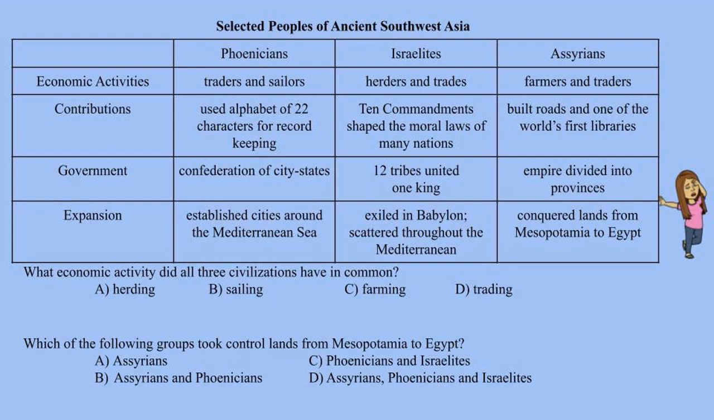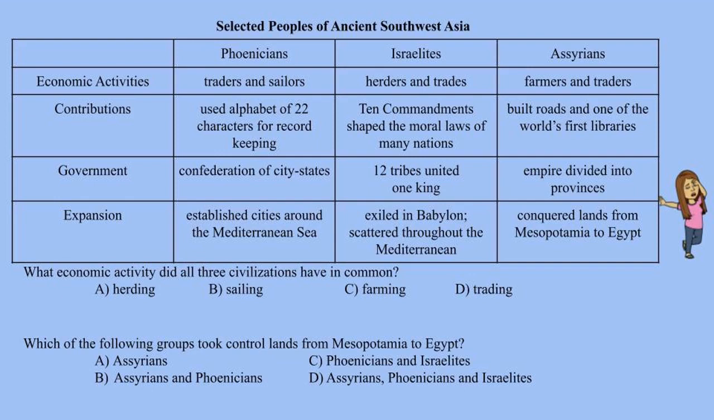This chart right here, this table, shows people of ancient Southwest Asia. This looks at 3 groups of people: Phoenicians, Israelites, and Assyrians. For these people, we're going to look at their economic activities, their contributions, their government, and their expansion. So what they're asking for, the first thing is, what economic activity did all 3 civilizations have in common? So you're going to go to economic activities, and you're going to look at each of the 3 civilizations here. You have traders and sailors, herders and traders, and farmers and traders. What you got the same in all of them is trading. So the answer for the first one is trading.